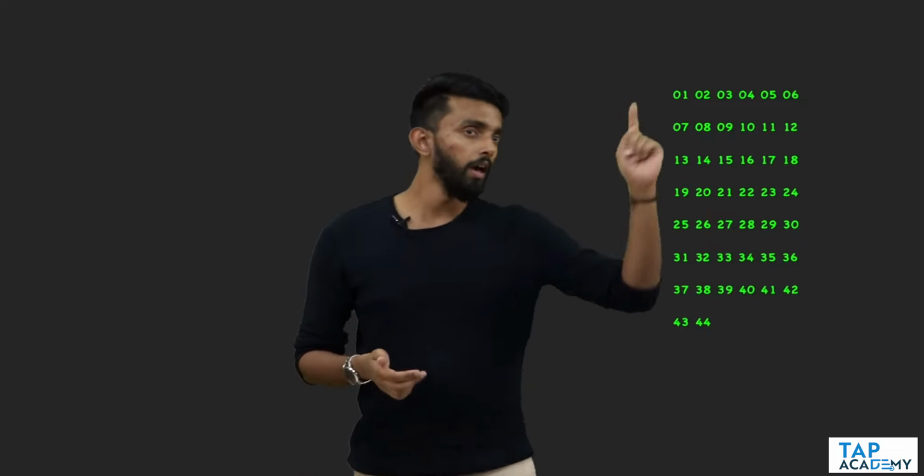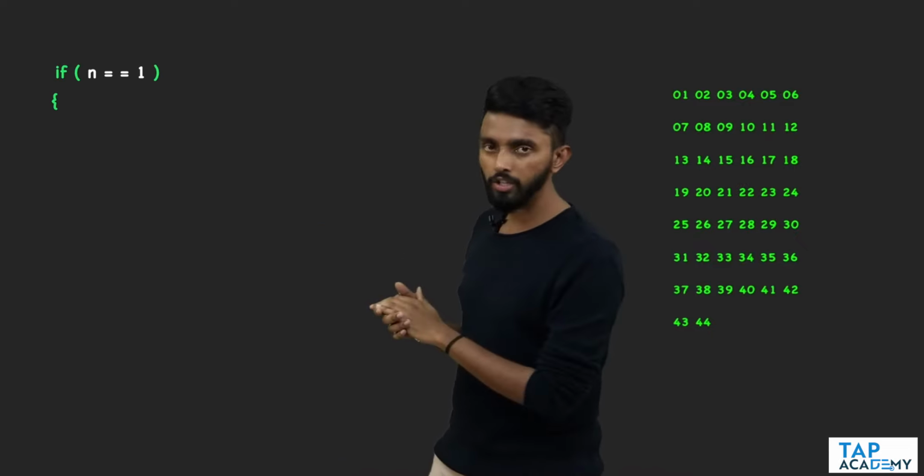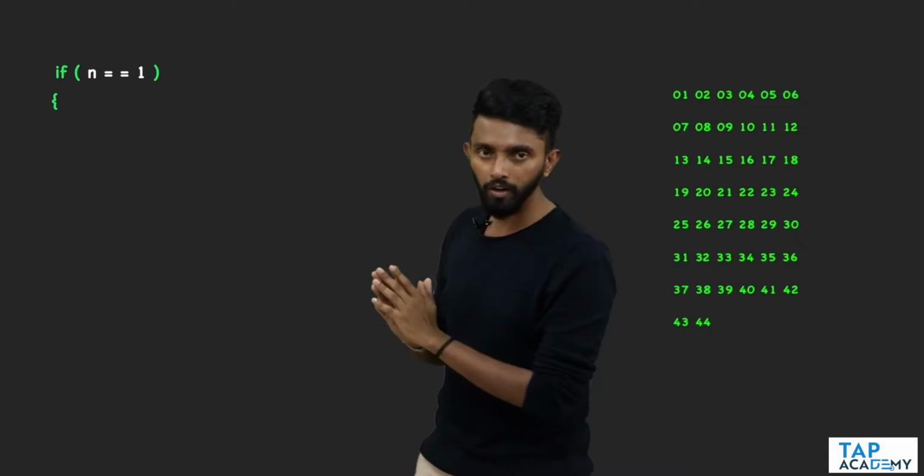Let me begin. Is 1 a prime number, friends? The answer is no, right? All of you know that. So don't you think in my code I can just put a condition saying that if n is equal to 1, return false? We know it's not a prime number.